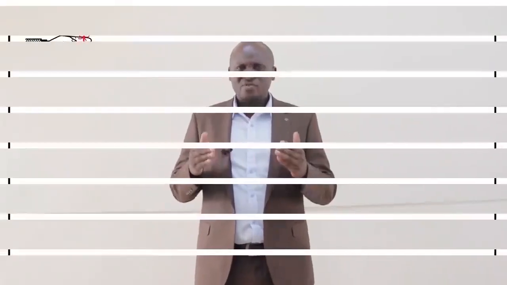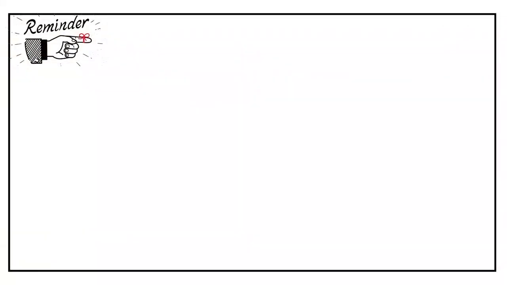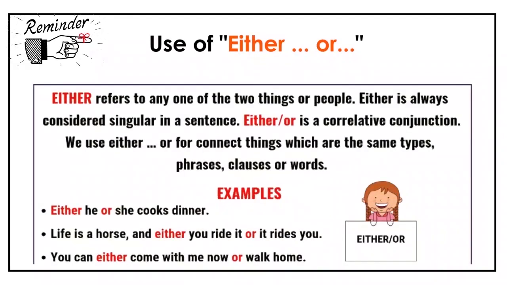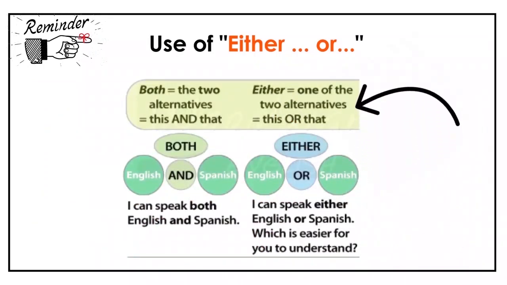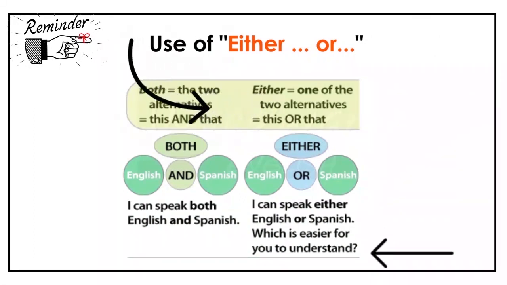My dear great viewer, before we go into that, let us first remind ourselves about the use of either at the beginning. Remember I told you in that lesson that when we are using either at the beginning, either is a determiner. It is used with or, and it is accompanied by or.